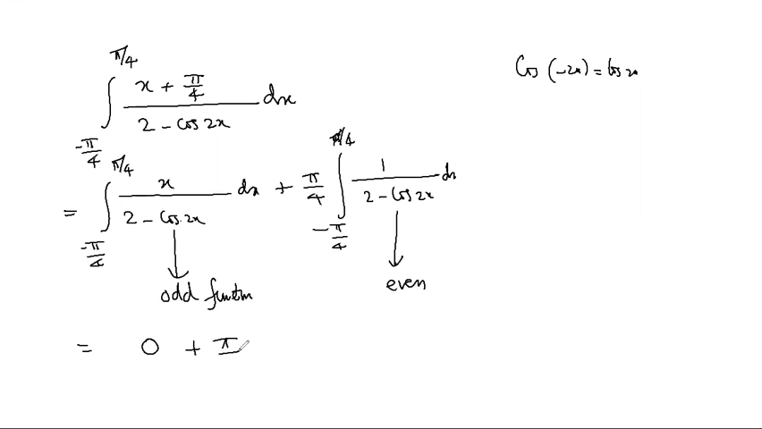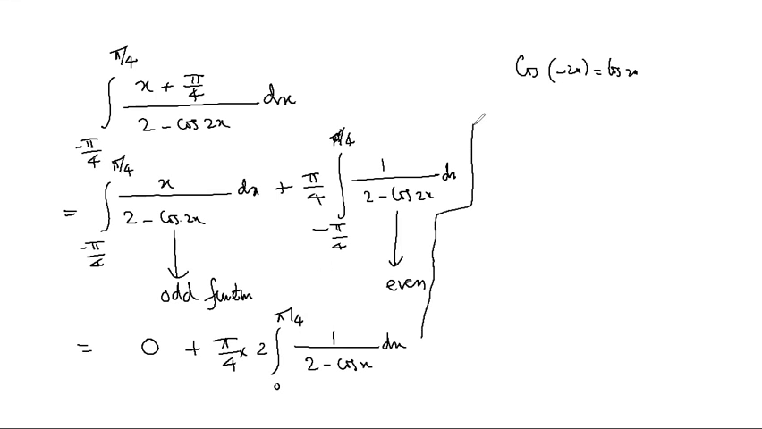And the second part answer is what? When it is even, what will happen? It will become 2 times integral 0 to pi by 4 of pi by 4 upon 2 minus cos 2x. So that became pi by 2, integral 0 to pi by 4, 1 upon 2 minus cos 2x dx.